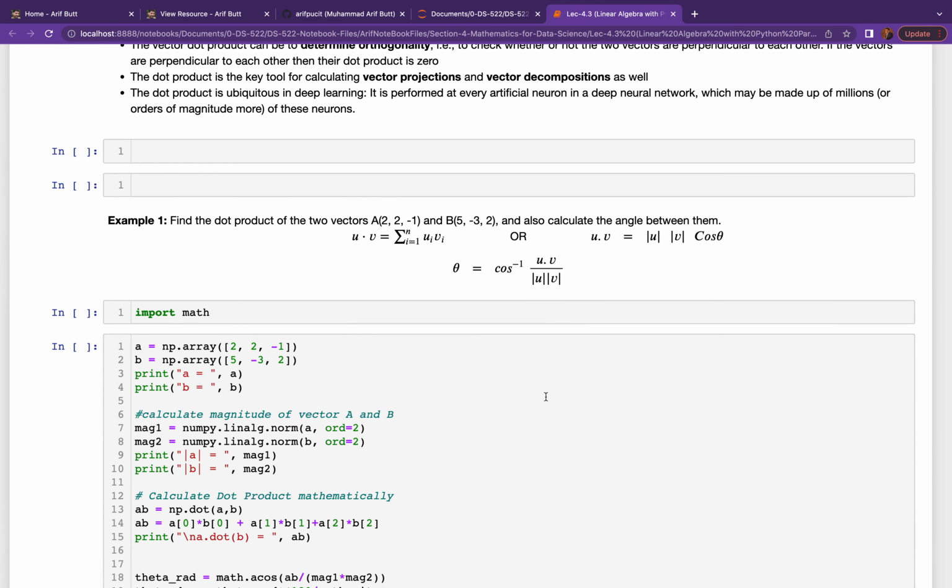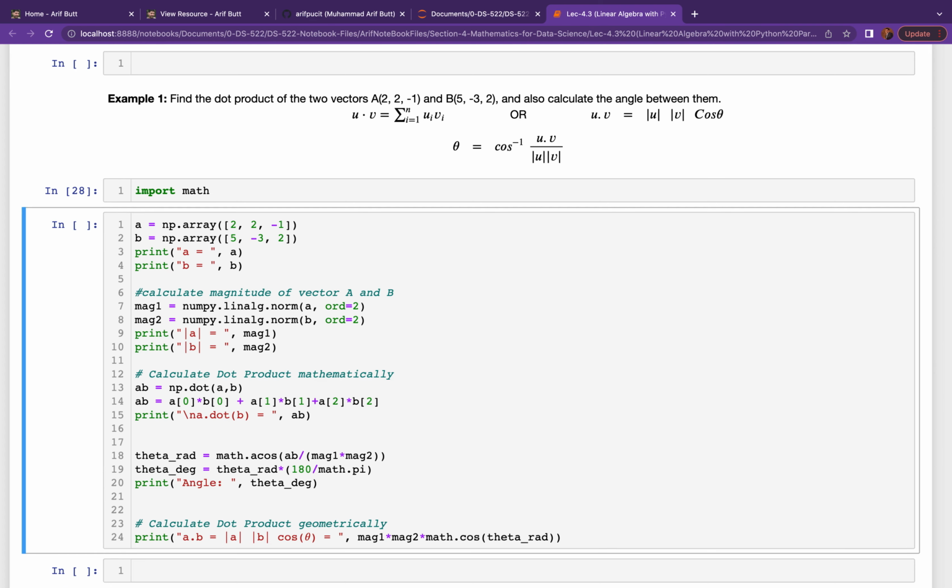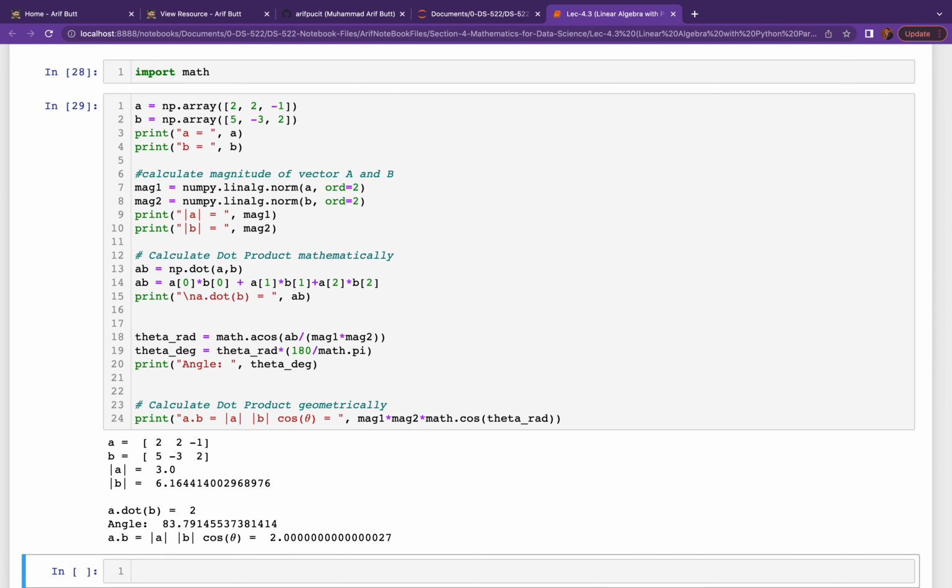Let me move on to an example which says that we have two vectors, (2, 2, -1) and (5, -3, 2). What we need to do is compute the dot product of these two vectors, and we also need to find the angle between them. Once again, I have written these two formulas. You can find the dot product using this if you just know the components, and if you know the angle, you can use this formula. This is what I have done over here in this piece of code. So these are the two vectors, these are the magnitudes, and I have computed the dot product.